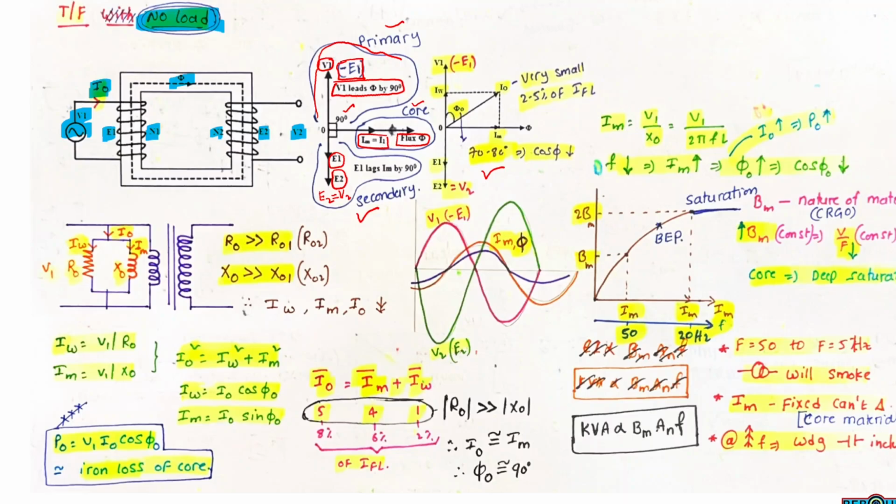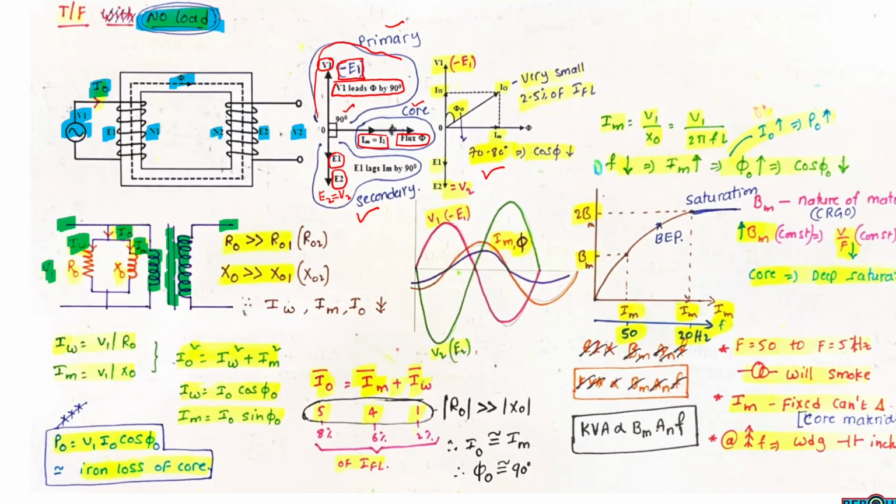The equivalent circuit. When the transformer is not connected to load, these two are the primary and secondary windings. This is the transformer core, and there is no load connected on the secondary side, and the primary is connected to supply voltage V1. As there is no load on the secondary side, the primary will draw only no load current I0. This no load current I0 can be segregated into working component IW and magnetizing component IM.